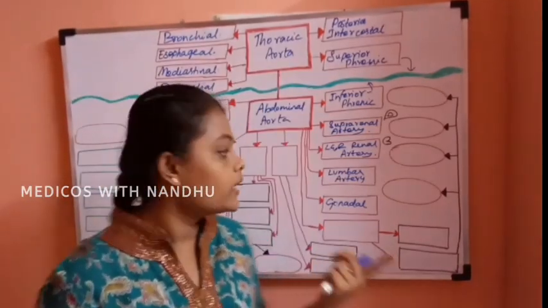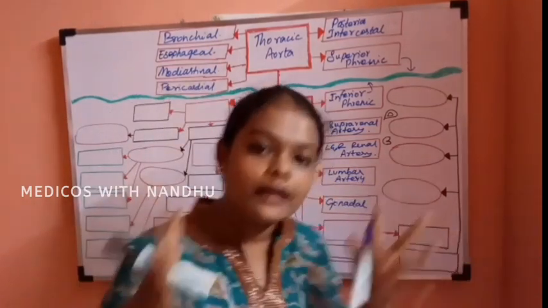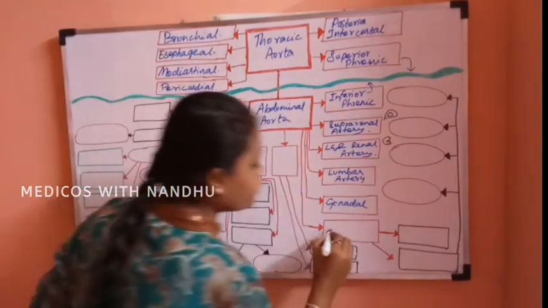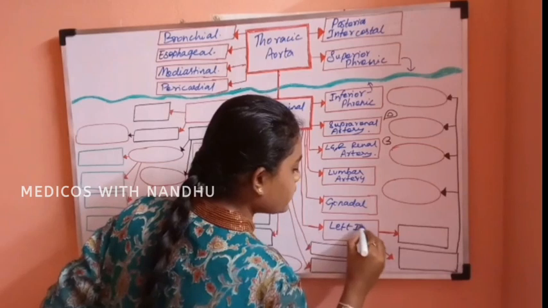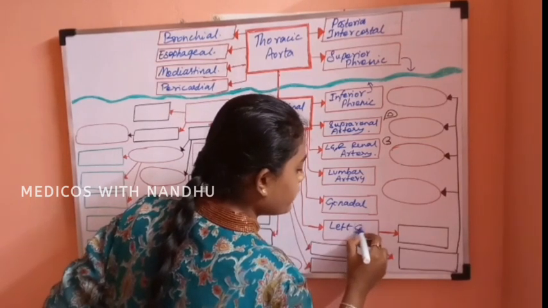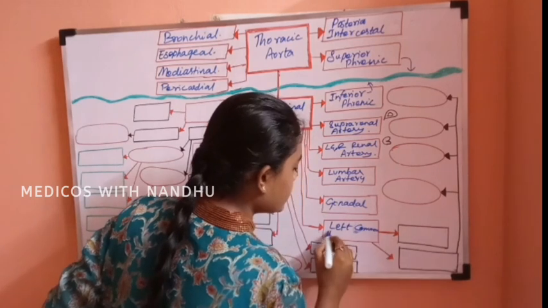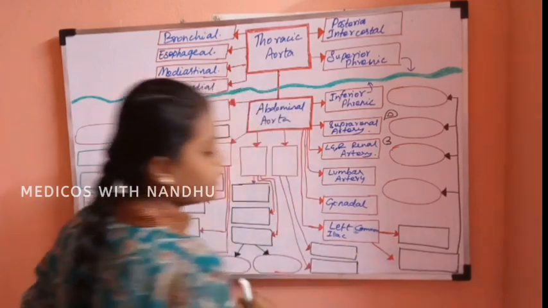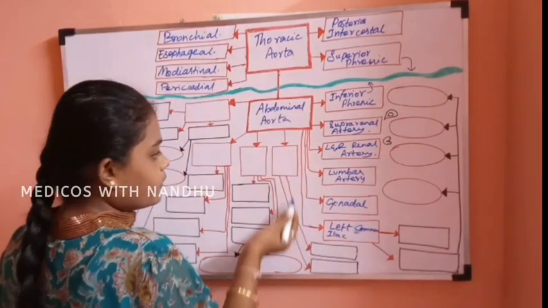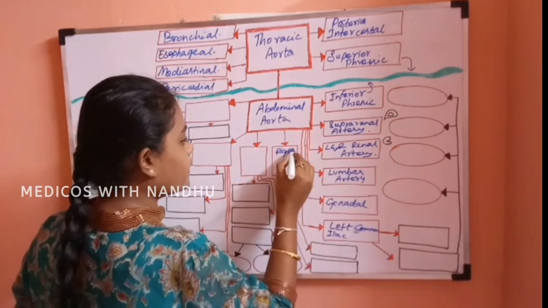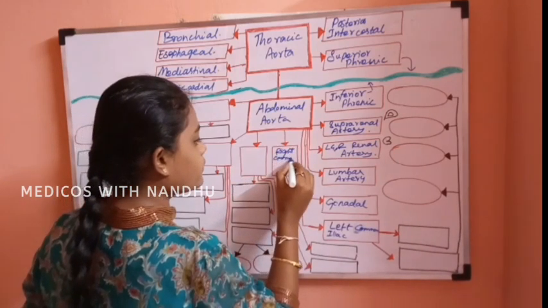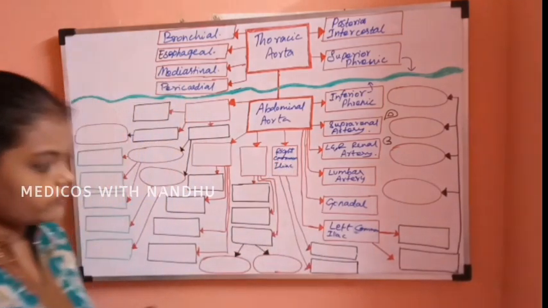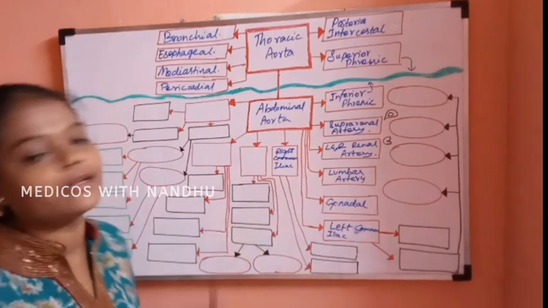Next, the iliac artery. In the iliac artery we have the external iliac artery and the internal iliac artery. Right? Before that, we have to write here the left common iliac artery, and we have the right common iliac artery here. Left common iliac artery, right common iliac artery.